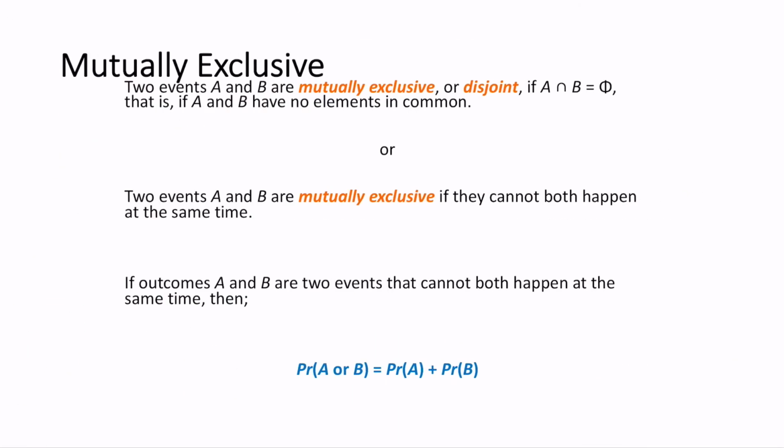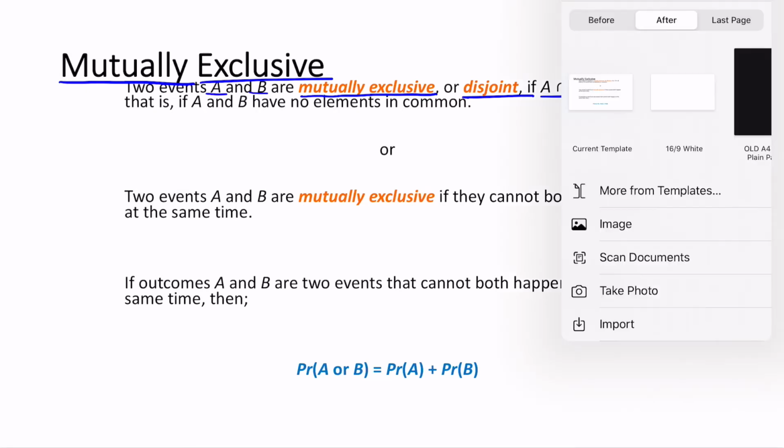Next, there are two types of events that we're going to talk about. The first one is a mutually exclusive event. When you have two events, let's say A and B, when can we say that they are mutually exclusive or disjoint? Only when their intersection is empty. What does that mean? For example, let's say I have two sets of data. A is 1, 2 and 3 and B is 4, 5 and 6.